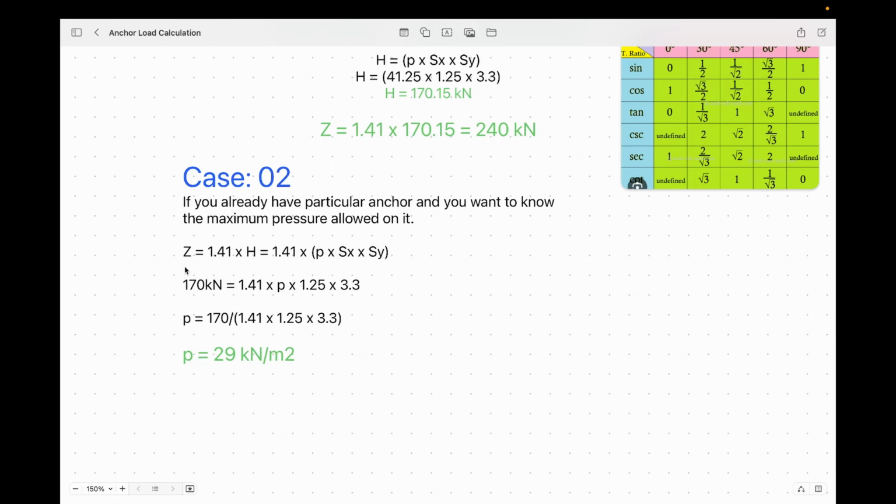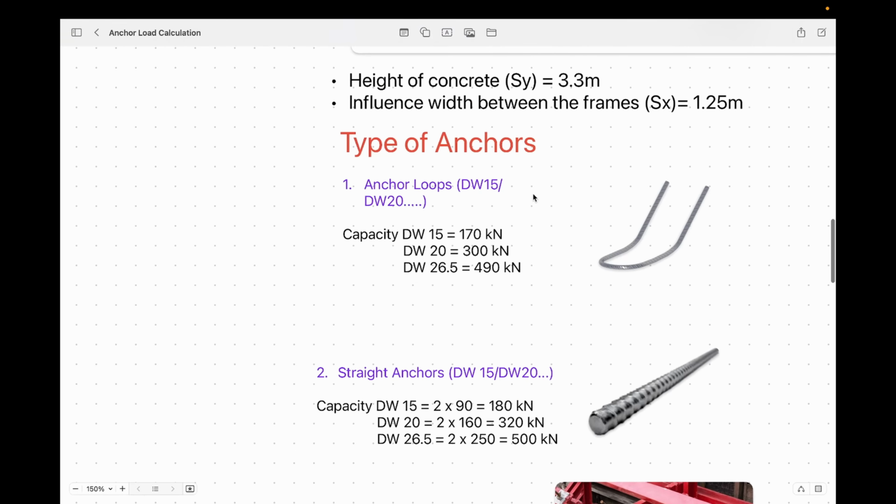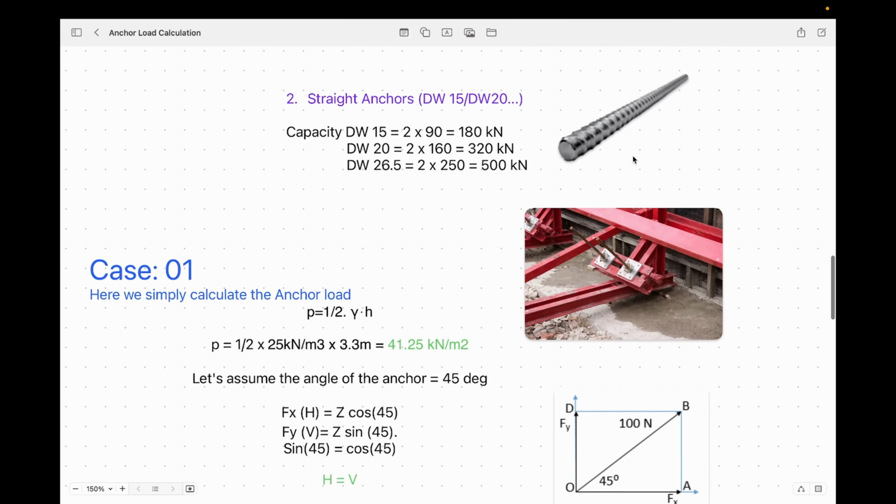That means we can tell the client in writing that if you want to use this DW15 anchor with 170 kilonewton, then you have to maintain a maximum of 29. If it exceeds 29 kilonewton per meter square, this anchor is going to fail.